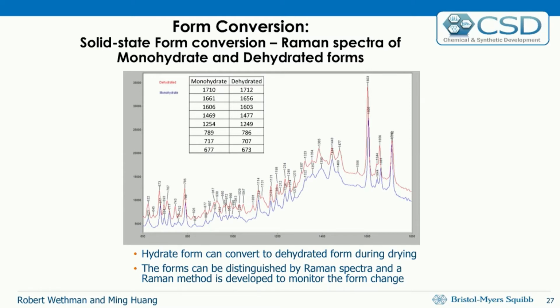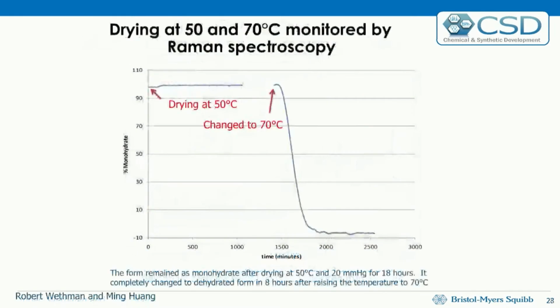We're going to start right from the beginning. Let's try drying it at 50 degrees, and then the temperature was increased to 70 degrees. So you're at the monohydrate level at 50 degrees C, and as soon as you increase the temperature, you drop or remove that monohydrate, and it becomes dehydrated. So we want to avoid that dehydration.